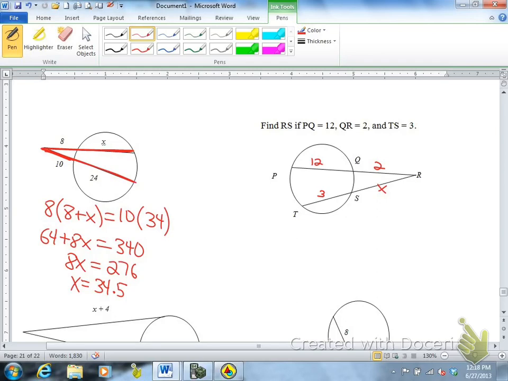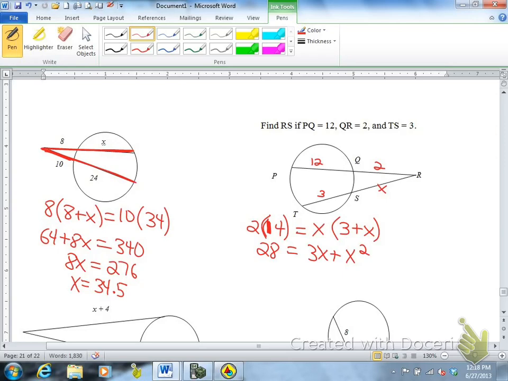So our setup would be the external part, the outside part is 2, times the length of the whole segment, which is 14. Equals the outside part, x, times the length of the whole thing, TR. So this is 3 plus x, or x plus 3. You could write it either way. So you have 28 here equals 3x plus... Now what is x times x? It's not 2x, it's x squared.